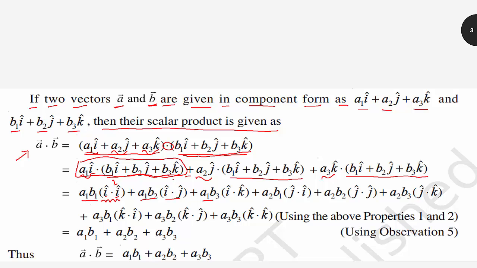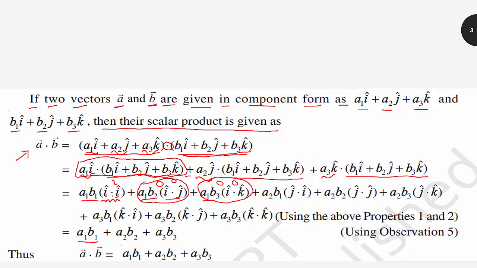i cap dot j cap is 0. i cap dot k cap is 0. So 0 into this term makes this complete term 0. Here also it makes this complete term 0. So what are you going to remain with? You are going to remain with only a1 into b1.